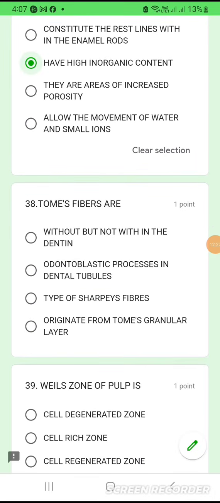Tomes' fibers are without but not within the dentine. Odontoblastic processes in the dentinal tubules.